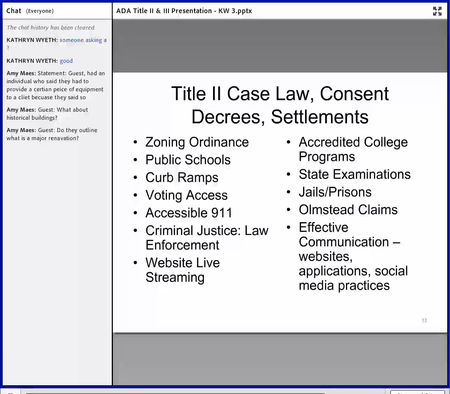I just put this up here just to give you a flavor of the court cases and settlements. So zoning ordinances, there have been some cases that talk about cities having ordinances for no farm animals or livestock in the city limits, right? Well, under the ADA, someone is allowed to have a miniature horse as a service animal. That's allowed. And so in those situations, the courts have said, look, you've got to modify or allow an exception for a service animal when it comes to your livestock or farm animal ordinances.